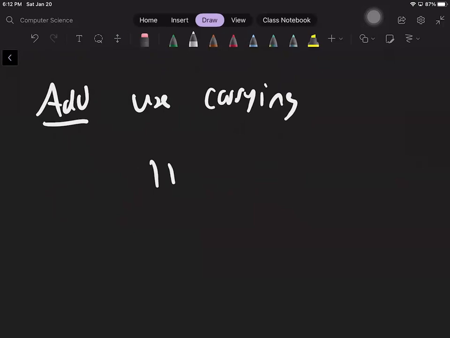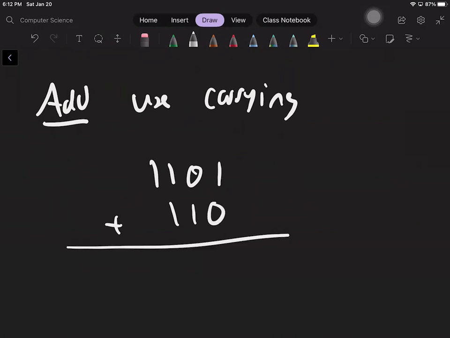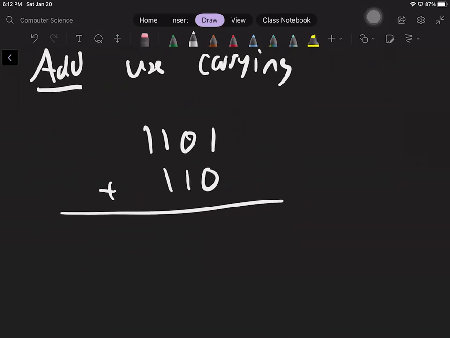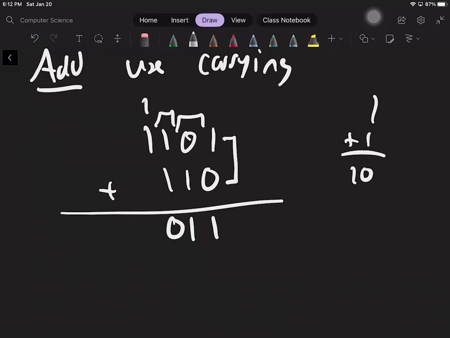So if I want to do 1 1 0 1 plus 1 1 0, something like that, you just add down. So 1 plus 0, these two together is 1. These two together is also 1. But when you get 1 plus 1, you have to carry the extra 1 over. So 1 plus 1 in binary is 1 0. So you bring down the 0 and you carry the 1 to the next digit. So then again, you do 1 plus 1 is 1 0. So you bring the 0 down and carry the 1 over to the end.